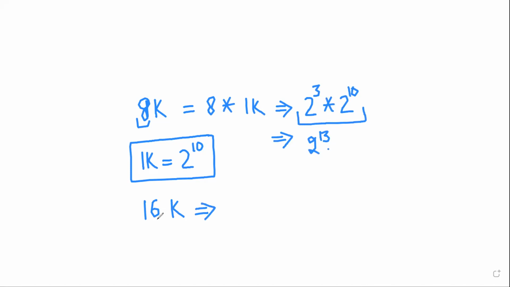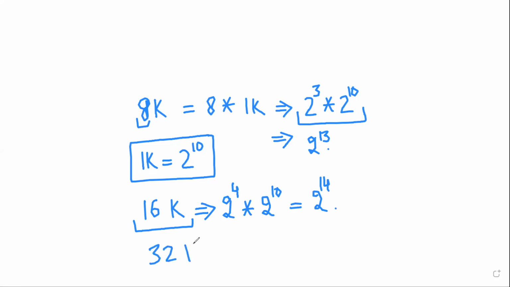Sanvi, what can I write 16k as? So 16 is equal to 2 raised to 4. So it can be 2 raised to 4 into 2 raised to 10, which will be 2 raised to 14. Soumyaji, any doubt? No, sir.